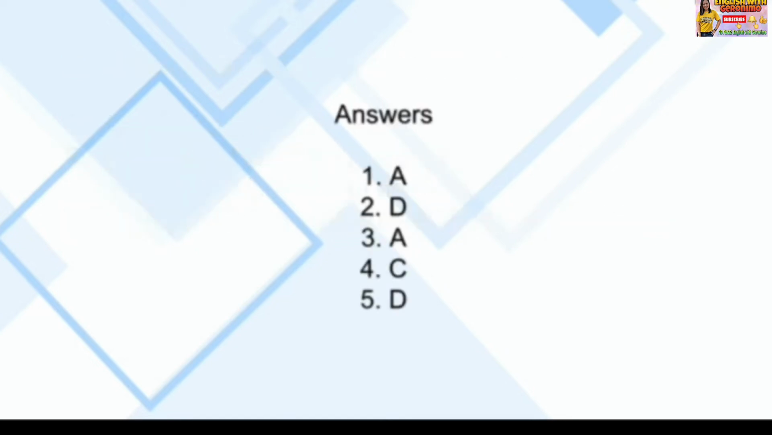Here are the correct answers. Number 1 is A, number 2 is D, number 3 is A, number 4 is C, and number 5 is D.